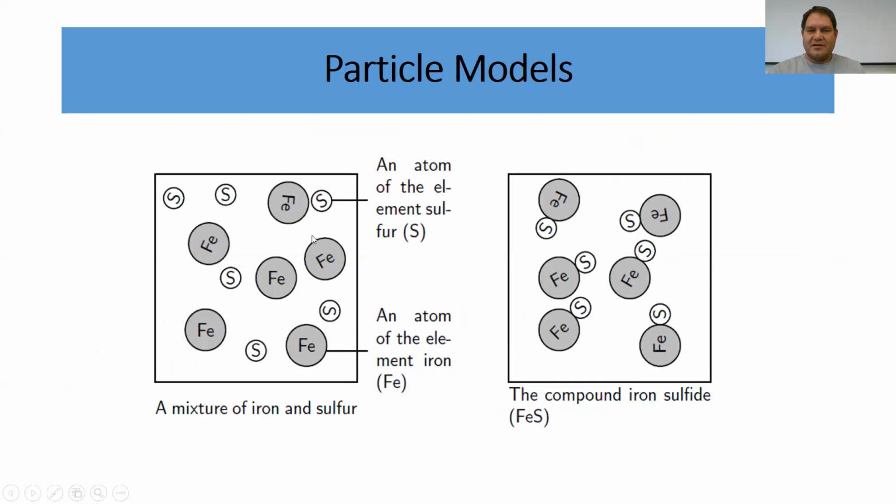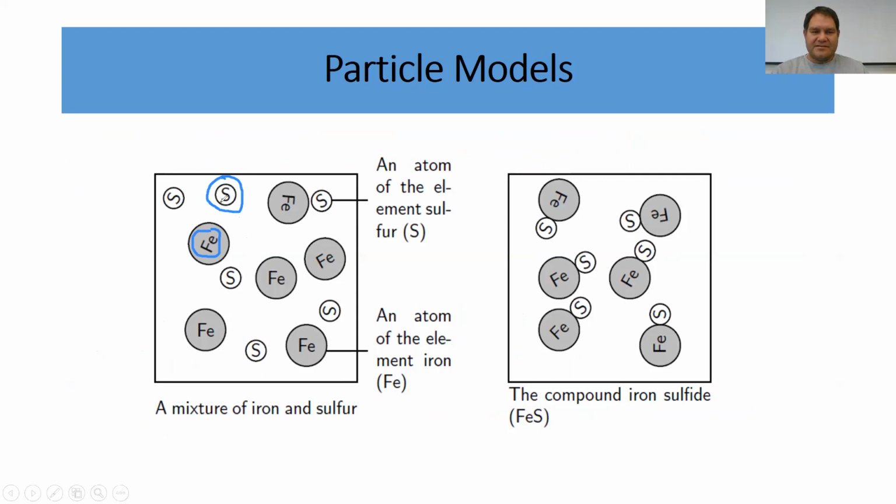These models are just representing elements. This one here is representing the element sulfur, which is indicated by its symbol. And this one is represented by the element iron, okay, because of its symbol. So we have iron and sulfur.